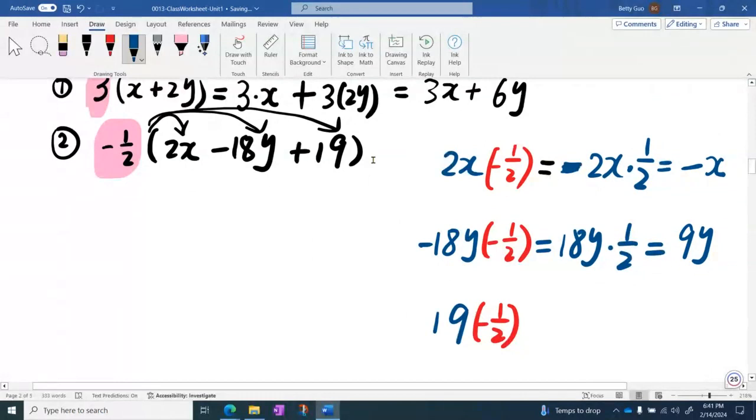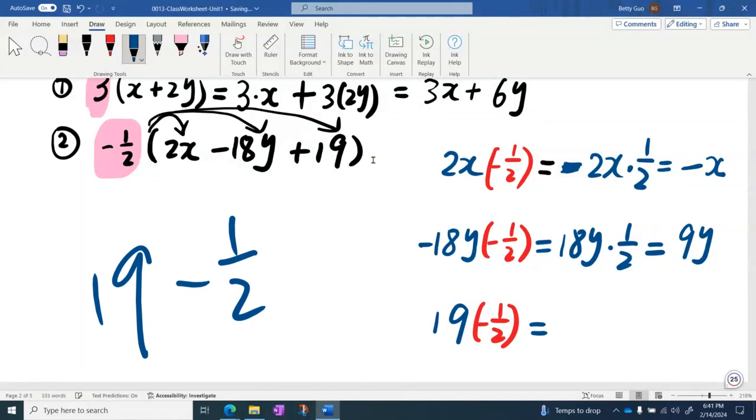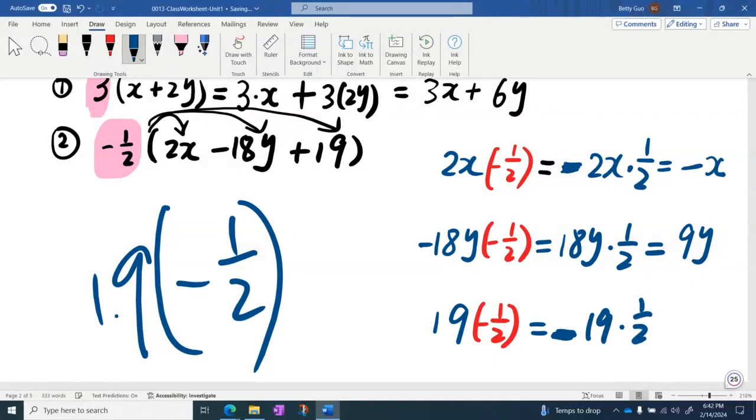So that's the second step. We distribute the coefficient to the second term in the group. Now we are going to do the same thing to the third term. The third term is just the number 19. Again, this is not 19 minus half, okay? This is 19 times negative half. And a positive times a negative is negative. So put a negative sign here to remind you. And then you consider what is 19 times half.